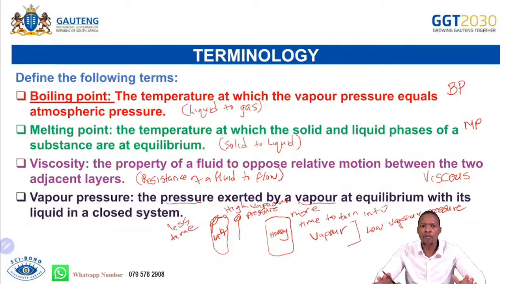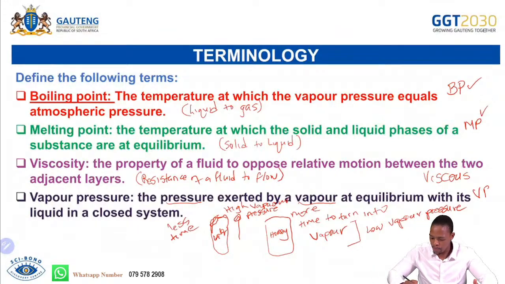So for me to have more vapor pressure, something must boil. It must turn into a gas. I hope the vapor pressure thing is making sense. How do we abbreviate vapor pressure? We say VP. So what are our physical properties? Our physical properties go as follows: BP, MP, Visco, and VP. BP, boiling point, MP, melting point, viscosity, and vapor pressure.